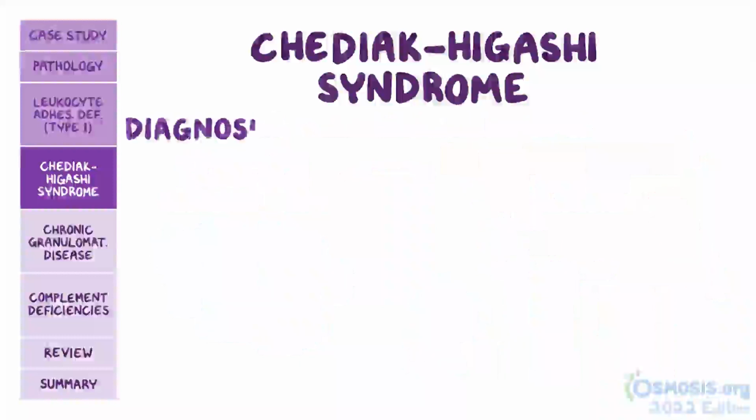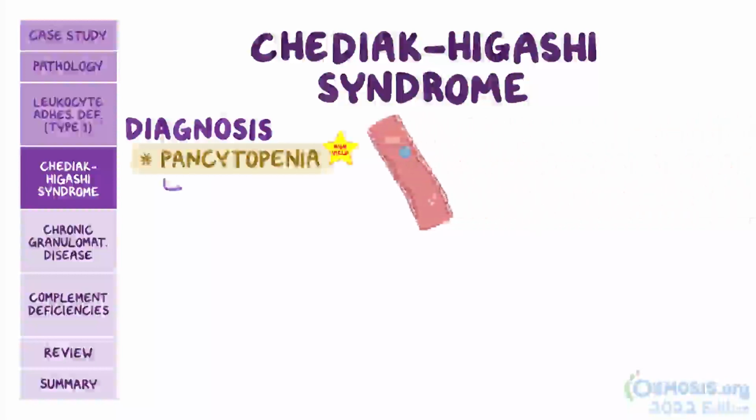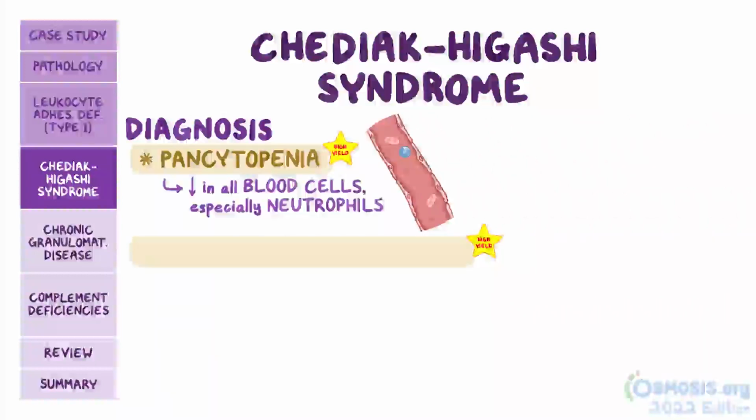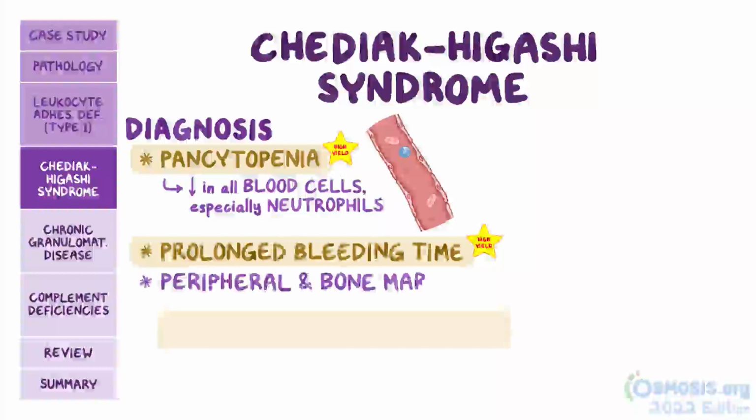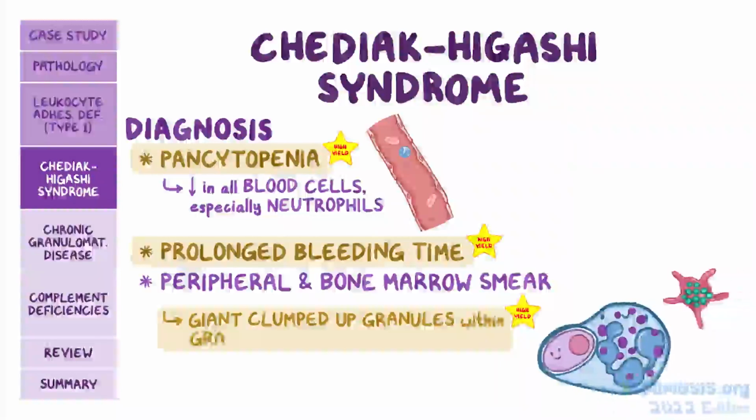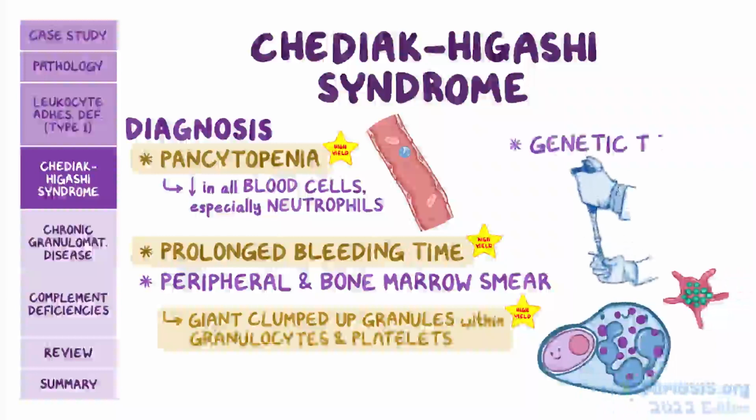Diagnosis of Shigyaki-Gashi syndrome begins with blood tests, which show pancytopenia or a decrease in all types of blood cells, especially neutrophils, and a prolonged bleeding time. Confirmation comes with a peripheral and bone marrow smear showing giant clumped up granules within granulocytes and platelets. Finally, genetic tests can also be done to look for mutations in the LIST gene.